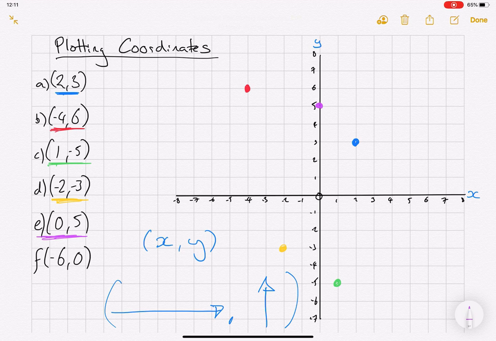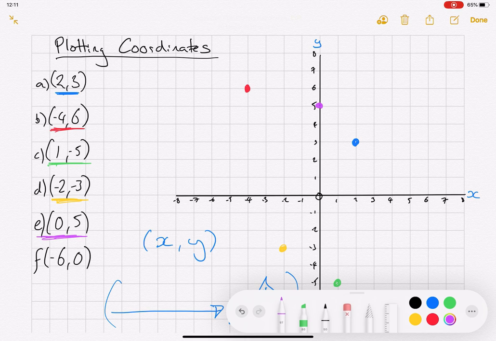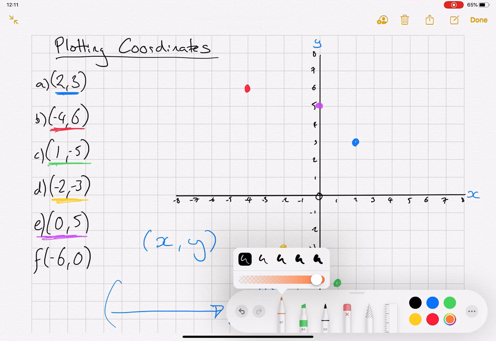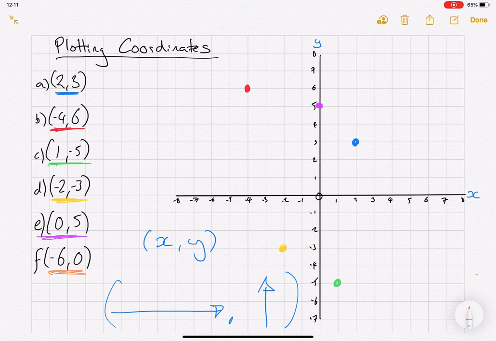And in the same vein, let's choose a different colour now. Let's go for orange. Okay, so I've got orange just here. This time I'm going -6, 0. So we go along the corridor, it's a negative, so we're going to go this way to the -6, but then it's 0, so I've got no stairs to go up or down. So my coordinate -6, 0 just sits here. Alright, and that is how we plot our coordinates using along the corridor and up the stairs.